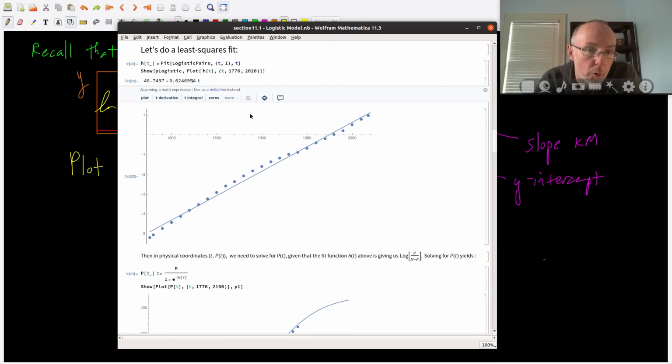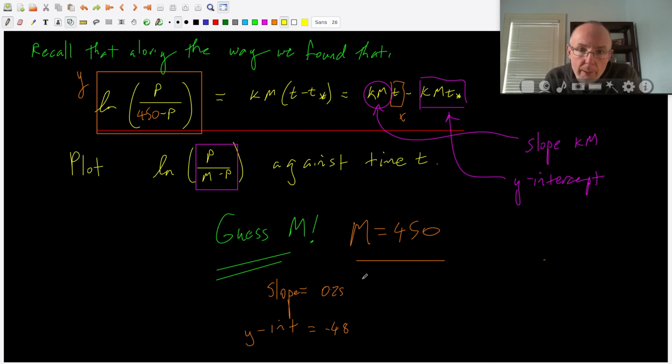So taking those rough numbers, the slope, remember, is just k times m. And I know what m is. m is 450. So this lets me find k. k is whatever that number is divided by 450. So there's our value of k.